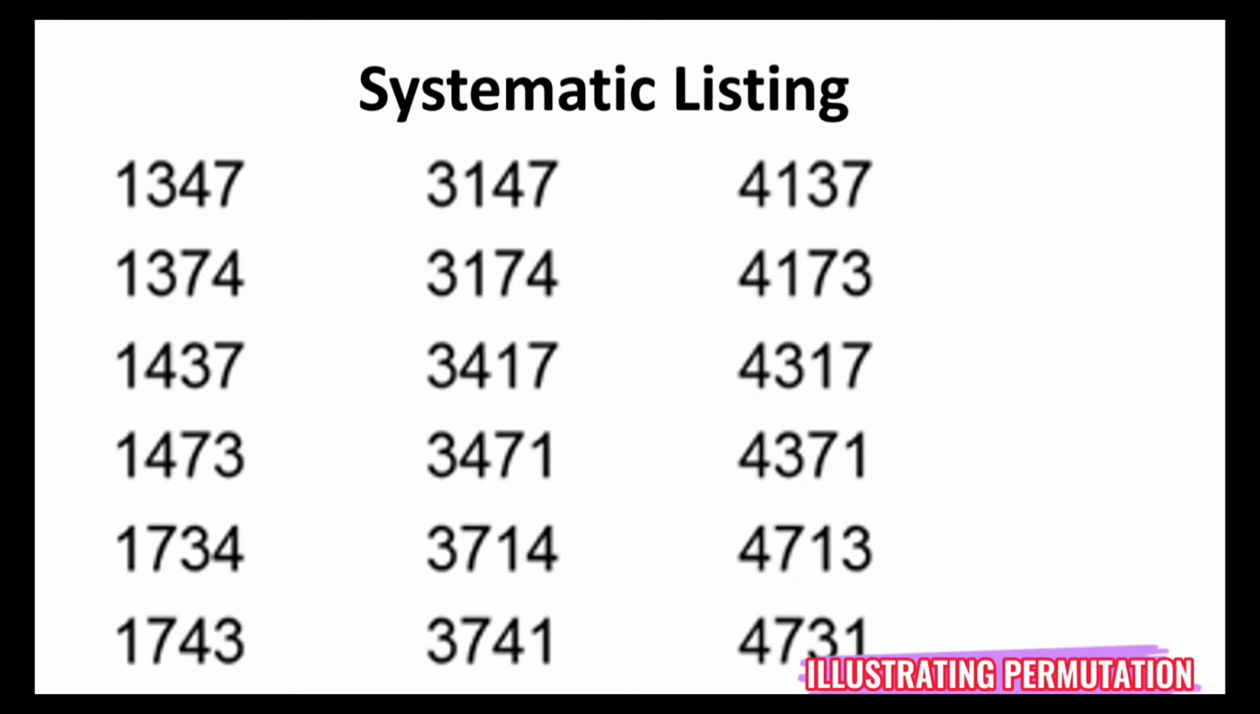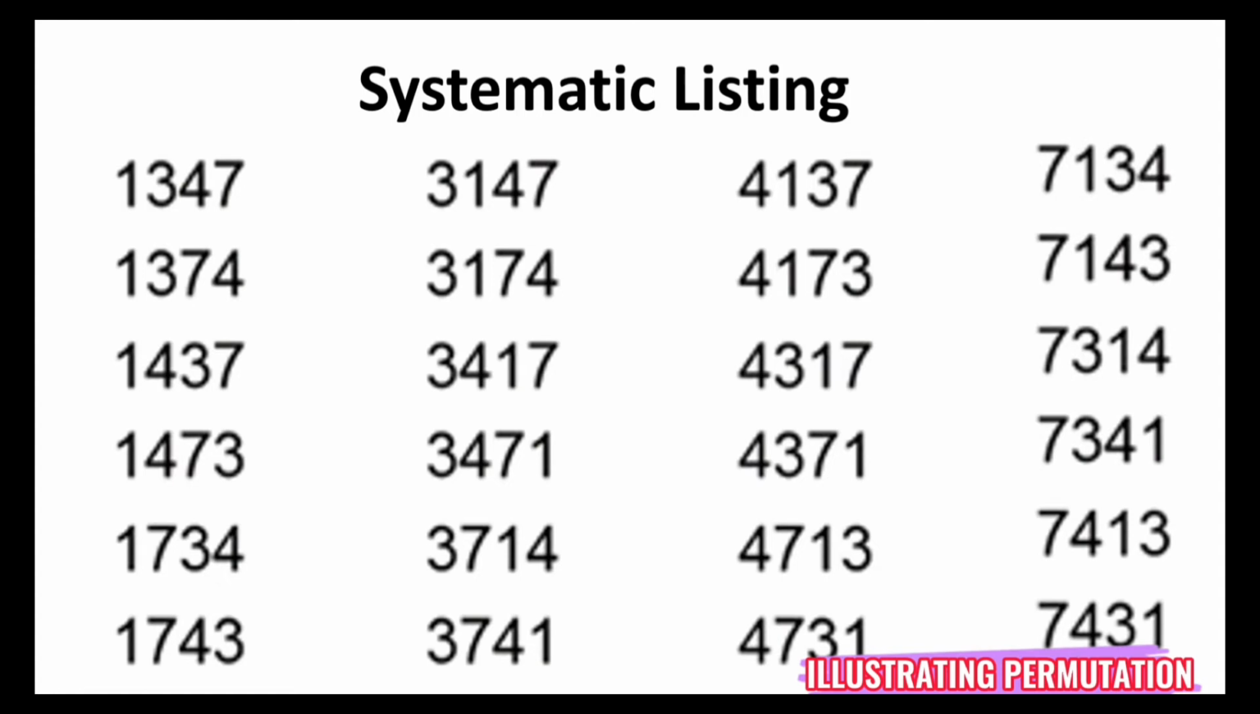And lastly, list all the possible codes starting this time with number 7. So you have 7, 1, 3, 4. Then interchange 3 and 4, you have 7, 1, 4, 3. Followed by 7, 3, 1, 4. Interchange 1 and 4, you have 7, 3, 4, 1. Then we have 7, 4, 1, 3. Interchange again 1 and 3. Then lastly, we have 7, 4, 3, 1.